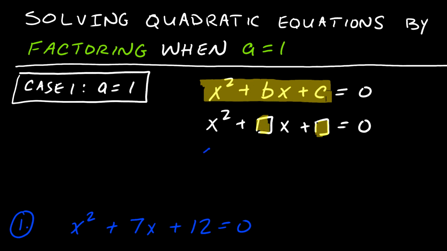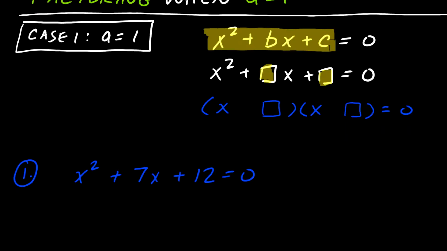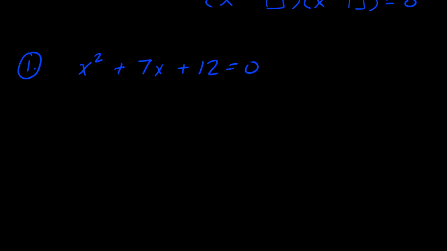This is the result of FOILing, which many of you know as multiplying the first, the outer, the inner, and the last. So to get x squared, it will always be x times x. Our challenge is going to be determining what were the two values here that were distributed. So let's take a look at an example and see what happens.